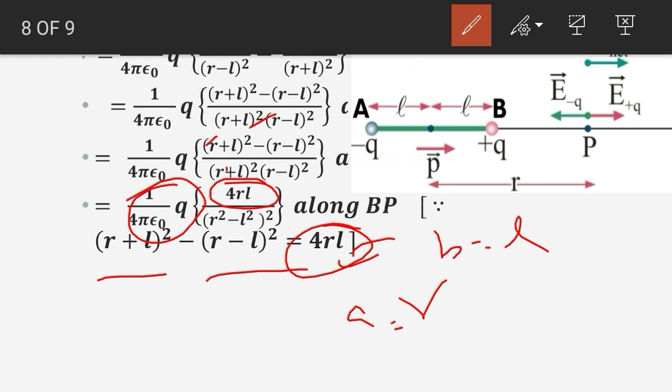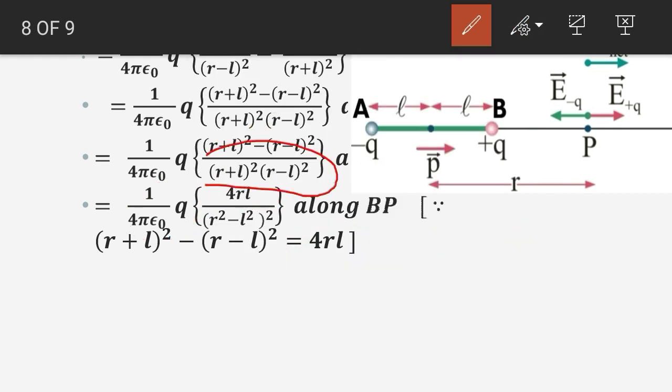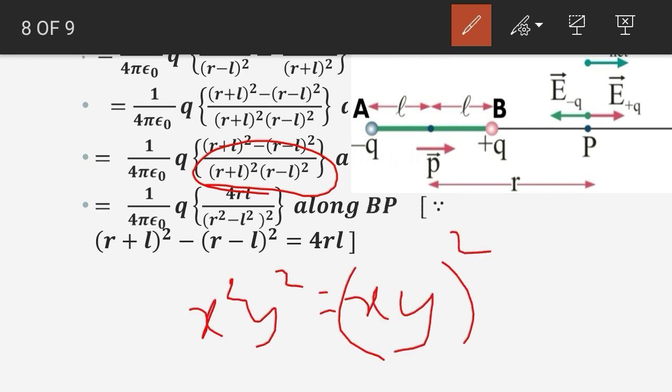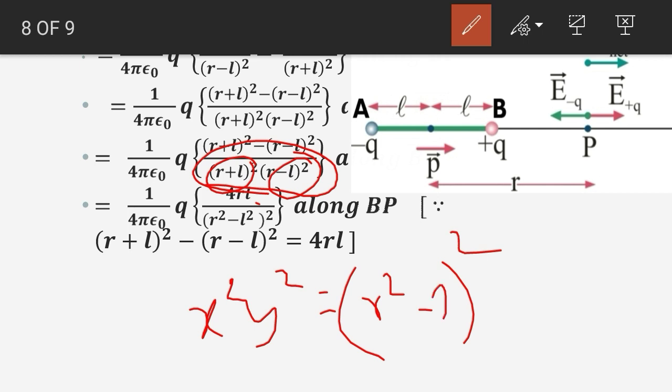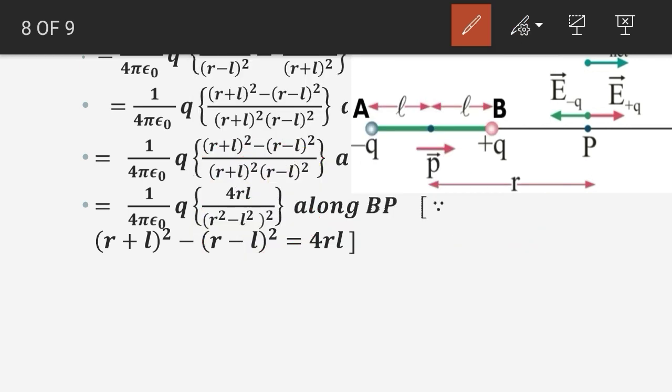On the denominator, look at this term, that it is r plus l whole square multiplied by r minus l whole square. So x square into y square, which is equal to x into y whole square, where x is your r plus l and y is your r minus l. So x into y means r plus l into r minus l, which is equal to r square minus l square. So x multiplied by y will be replaced by r square minus l square. So that's why the term r square minus l square whole square. Okay, now I shall substitute this r square minus l square whole square in the denominator of this equation, clear?